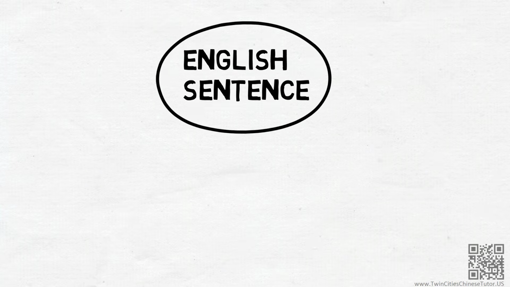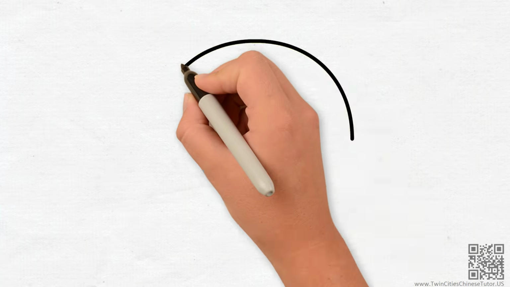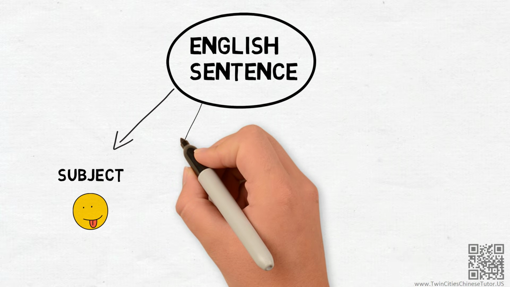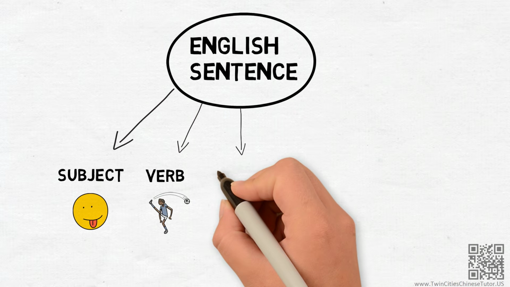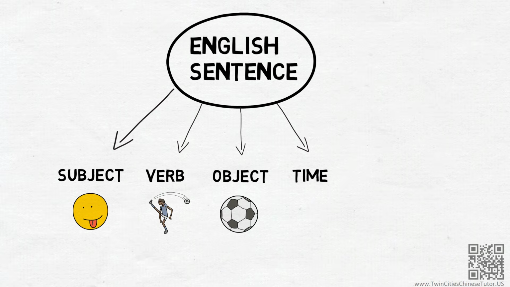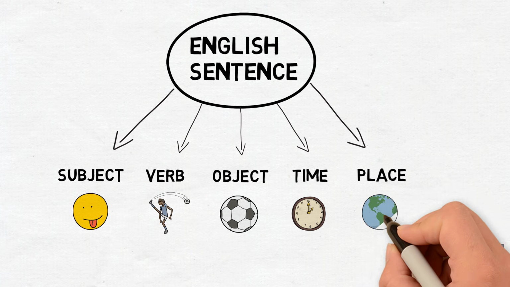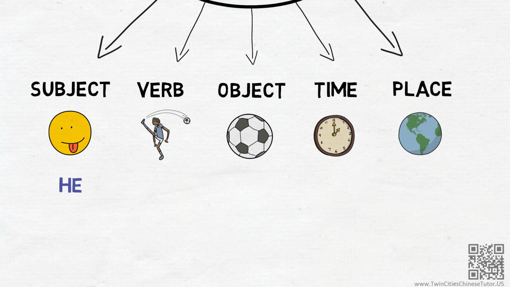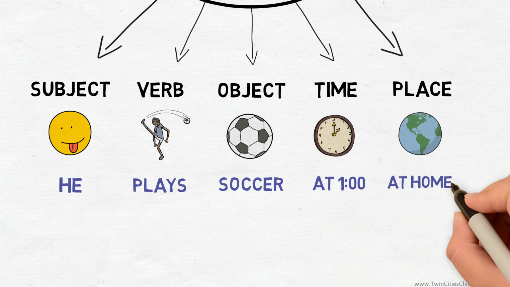A typical English statement usually consists of the following basic elements. Subject can be somebody or something, such as a person. Verb, usually a word to describe an action, such as to kick. Object, things upon which you take the action, such as the ball. And often we will see time and place after that to add more details. For example, he plays soccer at 1 at home.